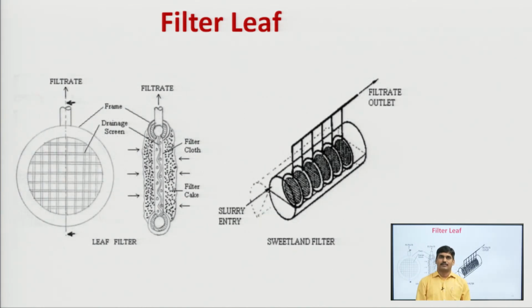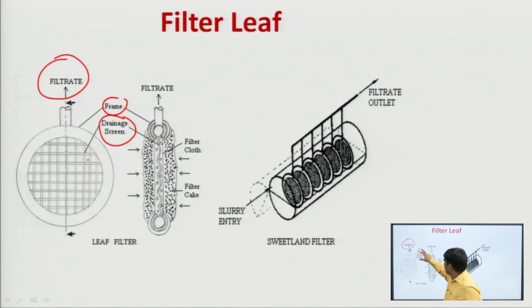This is a diagram showing the filter leaf. This is the portion from where filtrate is collected. These are the drainage screens. This is the frame in which this screen is attached. So, this whole assembly is put into the slurry whose filtration is needed.